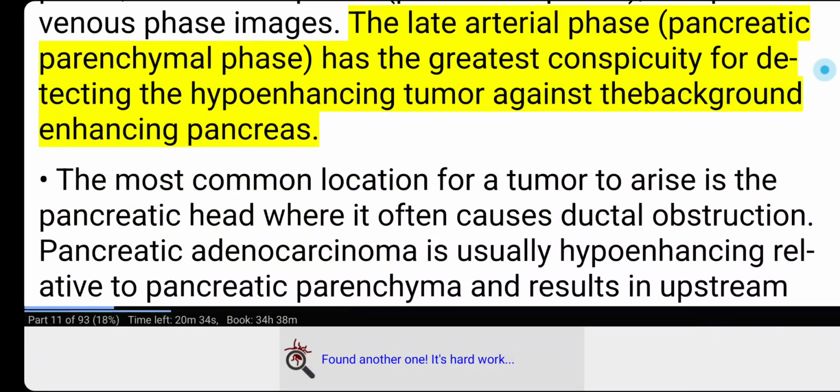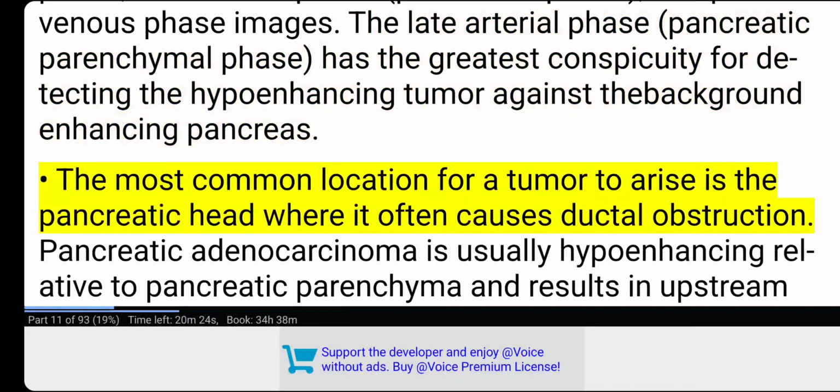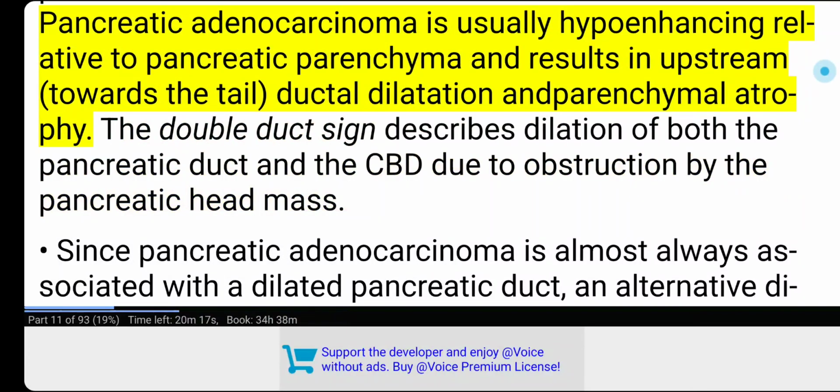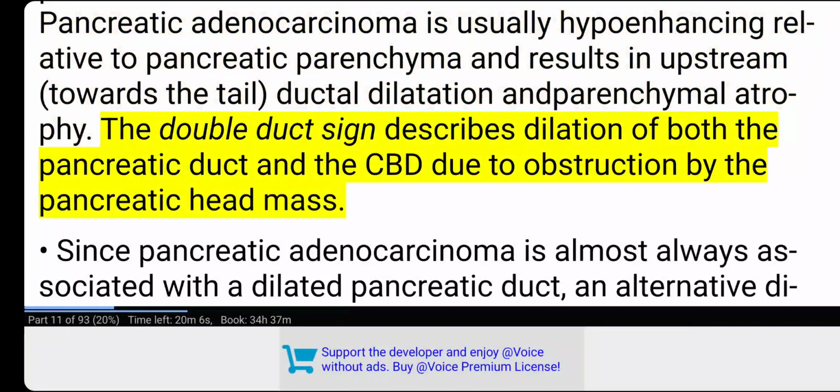The late arterial phase, pancreatic parenchymal phase, has the greatest conspicuity for detecting the hypoenhancing tumor against the background enhancing pancreas. The most common location for a tumor to arise is the pancreatic head, where it often causes ductal obstruction. Pancreatic adenocarcinoma is usually hypoenhancing relative to pancreatic parenchyma and results in upstream, towards the tail, ductal dilatation and parenchymal atrophy.